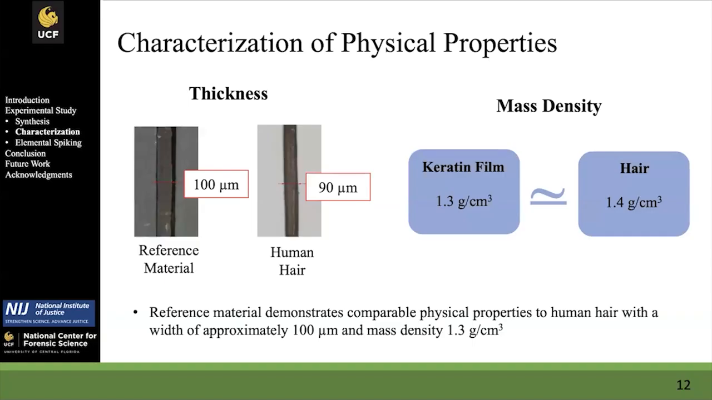And then we also are looking at the physical properties, so the thickness of the reference material compared to human hair. The reference material was seen to be around 100 microns, and we also can control the thickness of the material, which is really nice because hair is also variable and has different thicknesses depending on someone's hair type. So we're able to control that as well. And then we also looked at the mass density of the film compared to the hair, and we saw that they're also comparable at 1.3 grams per centimeter cubed.